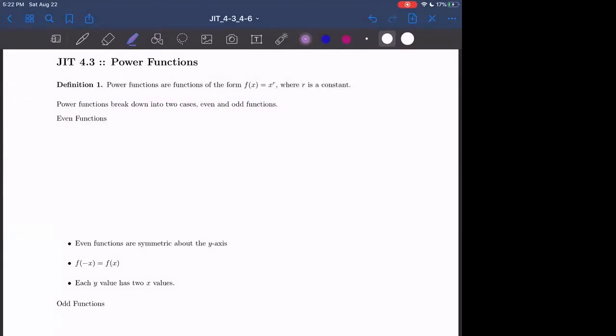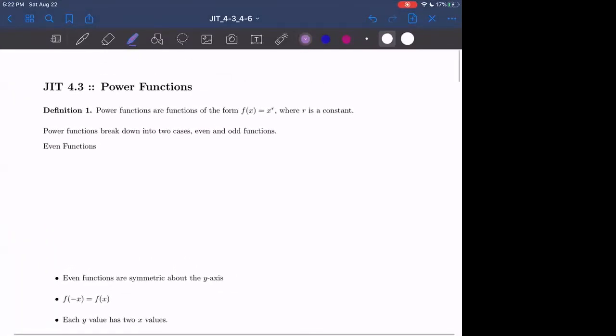All right, you guys, today we are looking at power functions and then we will look at function transformations. So power functions are another type of function and they are of the form x to some power, where that power is a constant. And we can break power functions down into two different cases, even and odd functions. Other functions can be thought of as even and odd, but power functions in general are just a good example of that.